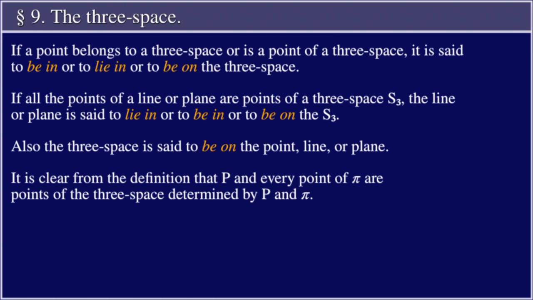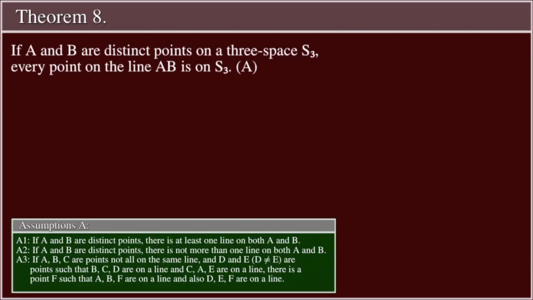If all the points of a line or plane are points of a three space, S3, the line or plane is said to lie in, or to be in, or to be on the S3. Also, the three space is said to be on the point, line, or plane. It is clear from the definition that P and every point of pi are points of the three space determined by P and pi. Theorem 8.